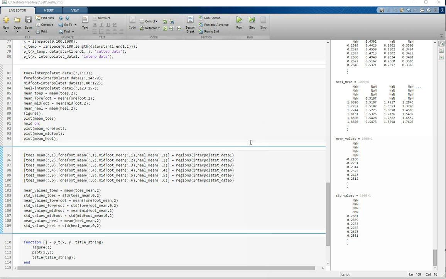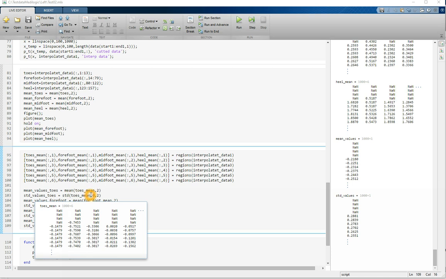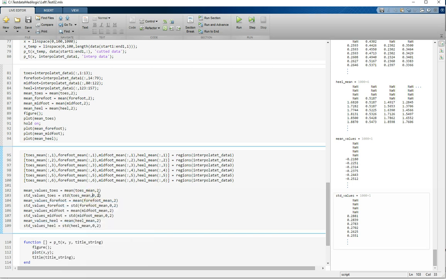So in this last video I've prepared the mean value from the toes and the standard deviation from the toes. Keep in mind the standard deviation is built along another dimension than the mean. You can look it up in the documentation by typing help std into the command window, and you get how to use the command. You will see that the dimension is on the third place in the standard deviation function, otherwise it didn't work.